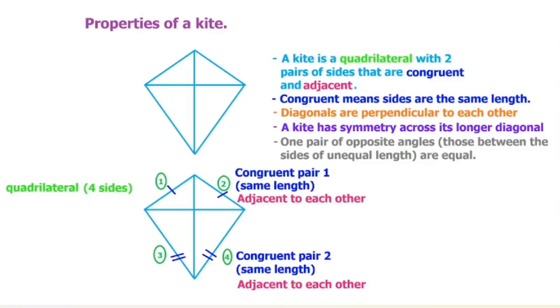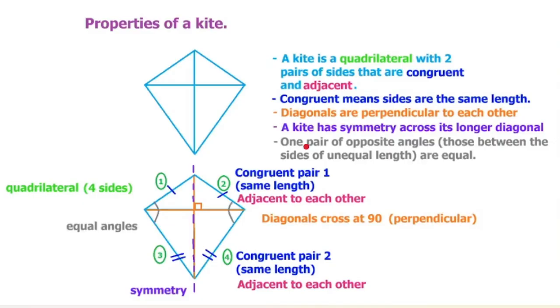Now we can take a look at the fact that these congruent pairs are adjacent to each other. So the lengths are attached to each other, both of them. And then we can see that the diagonals cross at 90 degrees. They're perpendicular. And also a kite has symmetry across its longer diagonal. So you can see that this side is exactly the same as this side. If we were to fold this together, it would be perfectly on top of itself.